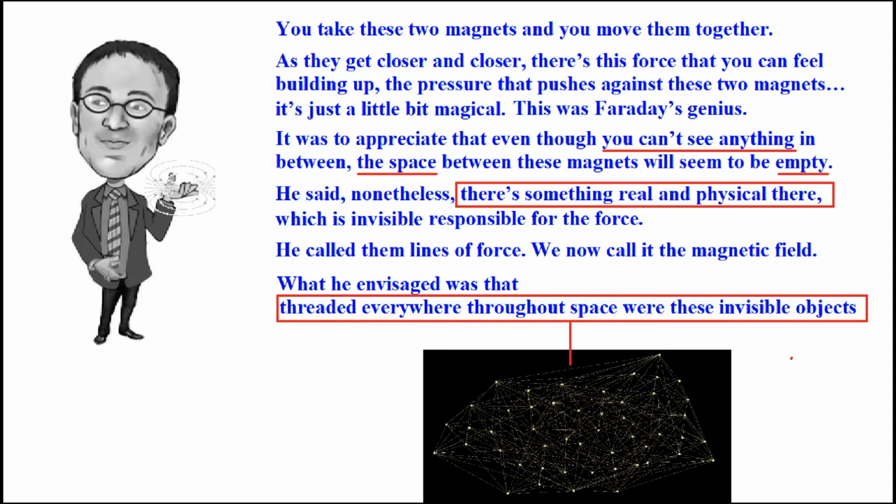What he envisaged was that, threaded everywhere throughout space, were these invisible objects. I've heard that one before. Sounds like the rope model there. Threaded everywhere throughout space were these invisible objects. That comes out of a so-called mathematical physicist. Yeah, you have to have objects in there. You have to have things that are threaded throughout the universe and connect things. That's the notion that they want to give you with field.